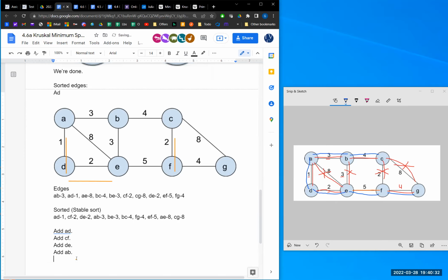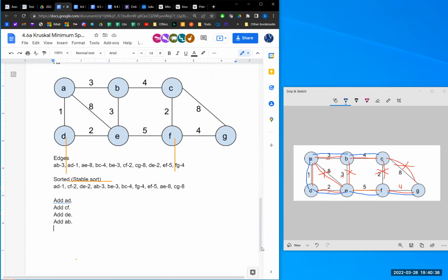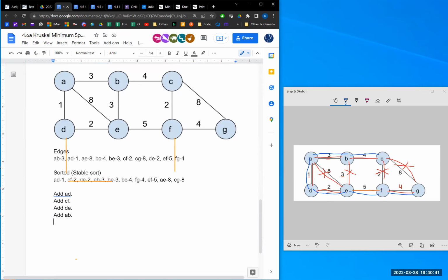Add AB. Let's see, I need a little bit more space here, so redraw that. Let's see, we did 1, 2, there we are. Add BE. All right, BE creates a cycle. Since we don't like cycles, we will go ahead and kill that edge.